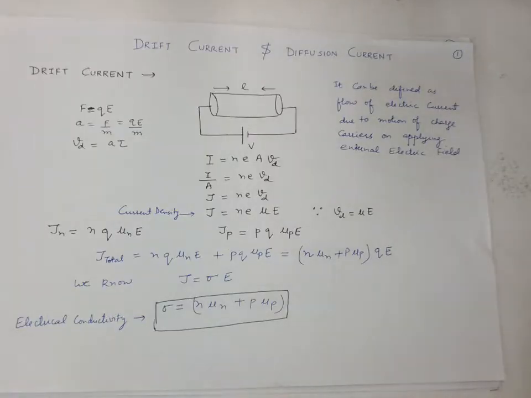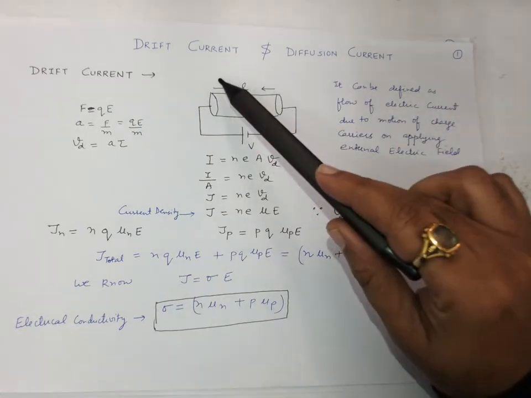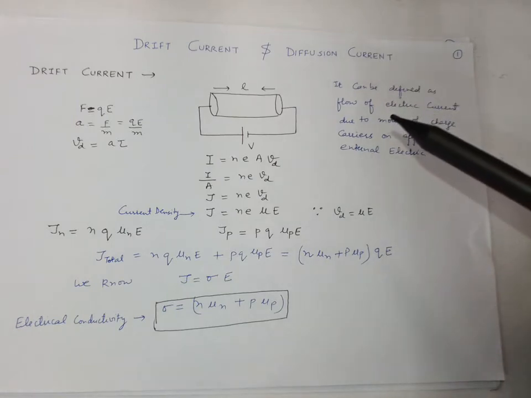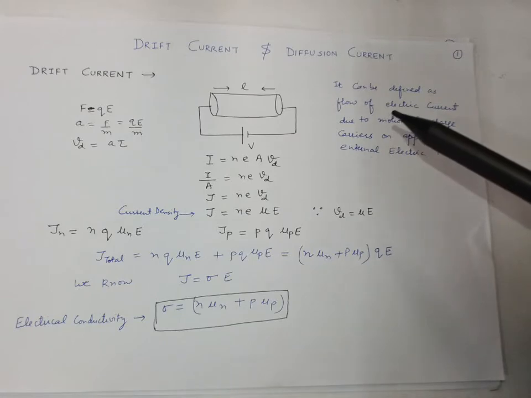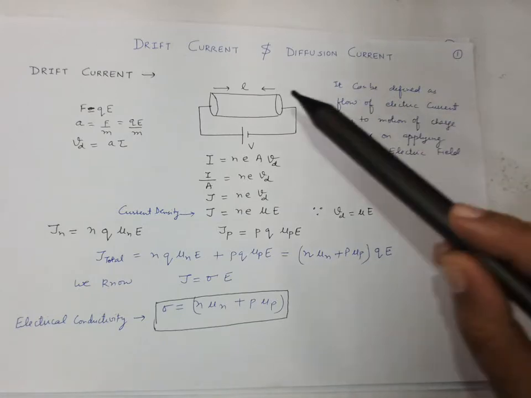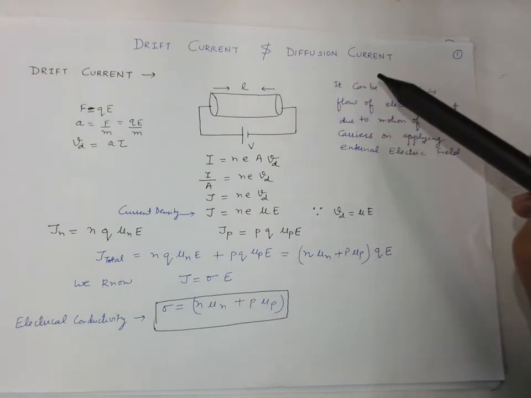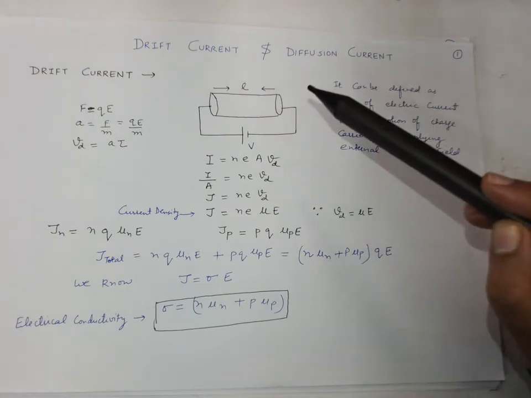Good morning everyone. Today the topic of discussion is drift current and diffusion current. So in semiconductors, if we study the total current, it basically comprises two types of current. One is your drift current and the second one is your diffusion current. Let's take it one by one.